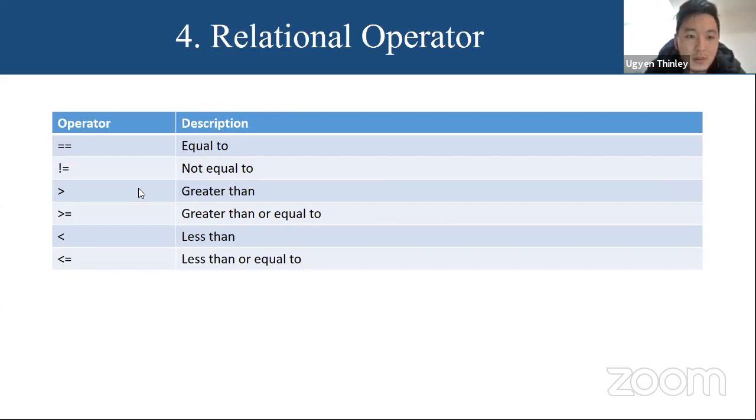Now relational operators. Basically, the relational operators are used when you try to compare two conditions, like when you have two numbers. I will take you through one by one in a practical. So the relational operators are double equals to, then not equals to, that is represented by exclamation and equals to, then greater than or equals to, then less than and equals to. So these are the relational operators.